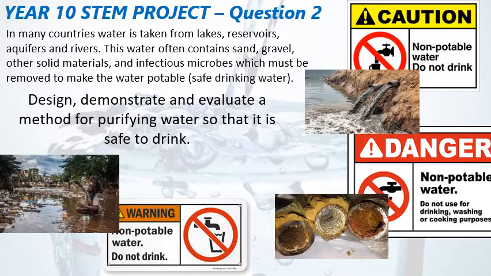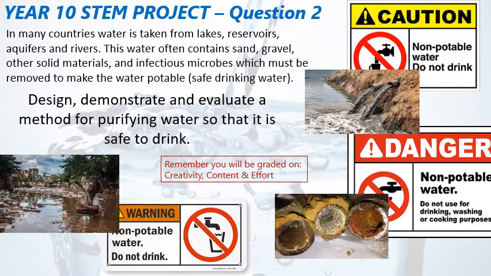So this project is all about thinking about where we get water from, why we can't just drink it straight away, and what we do to it to make it safe to drink. We're going to spend a little bit of time looking at the background to those questions, and then we'll move on to look at your task, which is to design, demonstrate, and evaluate a method for purifying water so that it is safe to drink. We're going to give you some hints and tips on both parts of this question. Remember that throughout this project you will be graded on creativity, content, and effort.